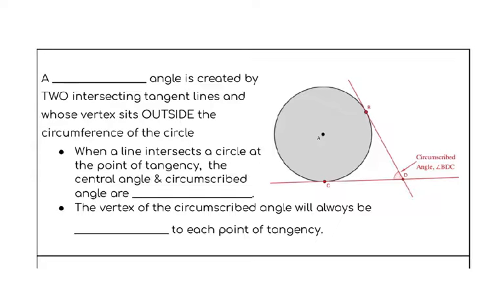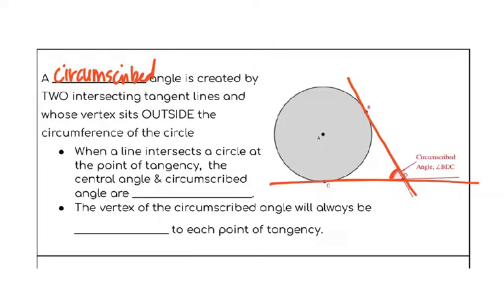So now let's talk a little bit about what can be formed from tangent lines. The most important thing that is formed from a tangent line is what we call a circumscribed angle. A circumscribed angle is created by two intersecting tangent lines. So this is a tangent line, and this is a tangent line. That angle right here is what we call the circumscribed angle. And the vertex sits outside of the circumference. Notice how it is outside of the circle.